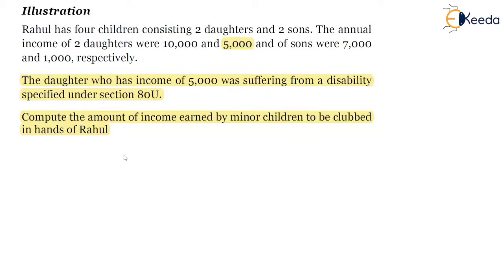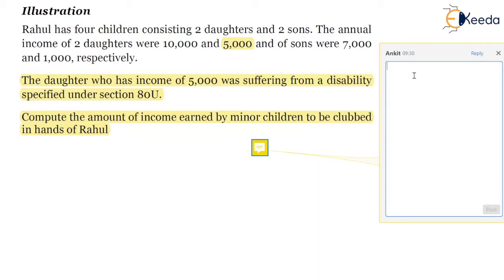So friends, on your screen, we have to compute the amount of income earned by the minor children to be clubbed in the hands of Rahul. First, we will compute the amount of income and then we can mention the assumptions. Income earned by minor children to be clubbed in the hands of Rahul for the assessment year 2021, correct?